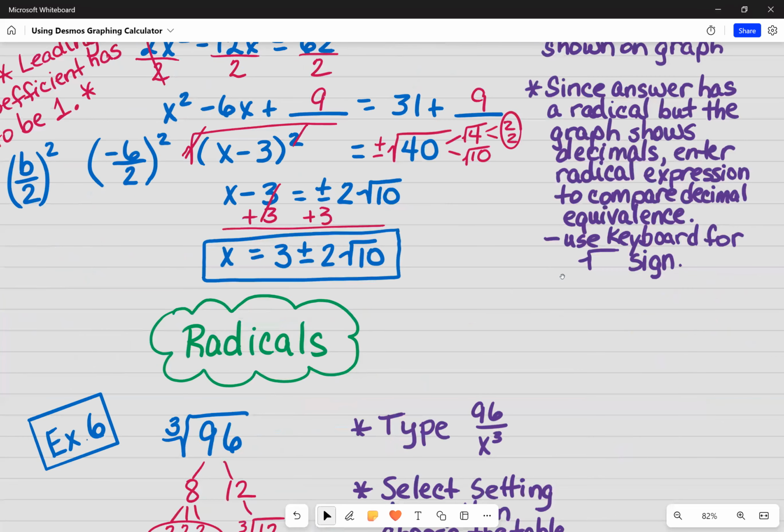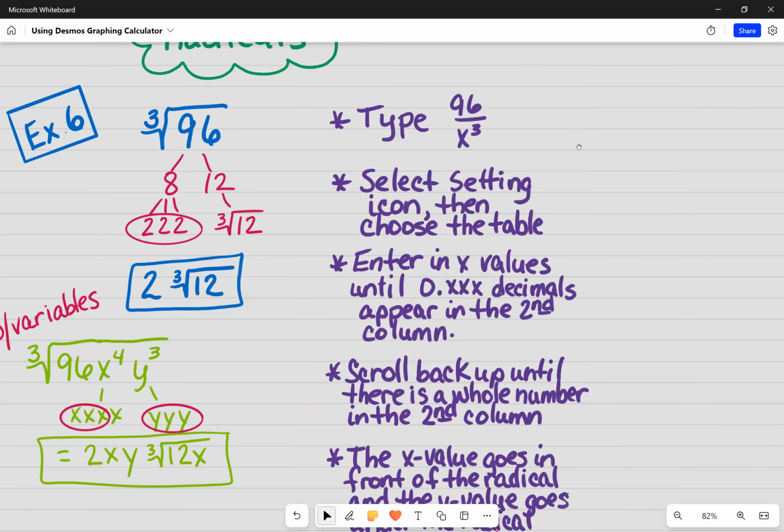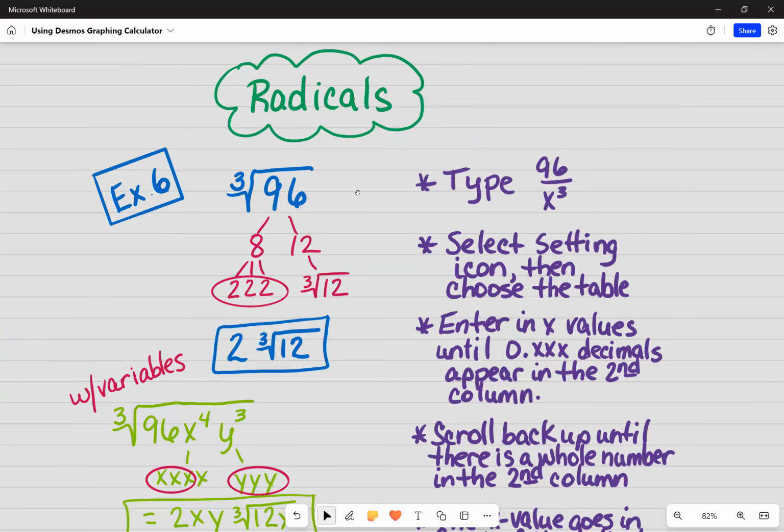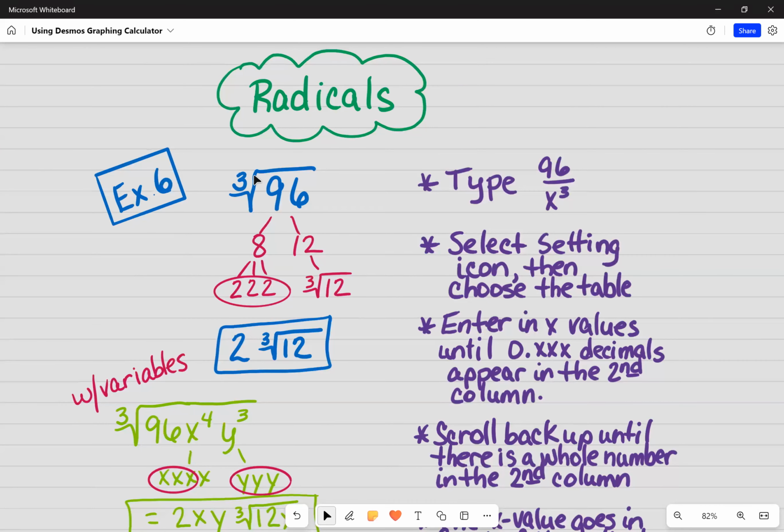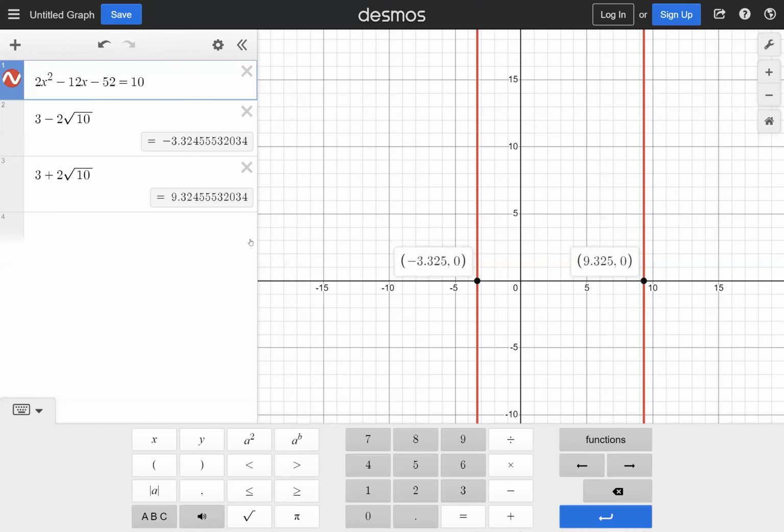All right, so now let's look at if I were trying to simplify a radical. It can be any index. I just chose the cube root. So if it's like the 4th root, then you're going to divide by x to the 4th. If it's the 5th root, x to the 5th, so on and so forth. So I want to find the cube root of 96 using Desmos. So I'm going to delete this.